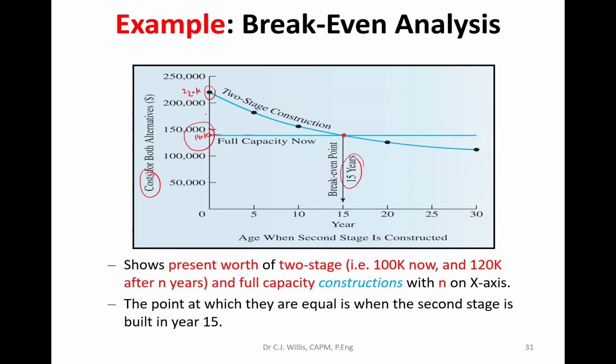So at the beginning, this two-stage is better. After 15 years, the two-stage is not better anymore. The full scale is better. So if the time of operation here is 30 years, then you would like to have full scale, not two-stage. Do you agree with me? If your time of operation is less than 15 years, then don't put that into it. Go to the full scale.